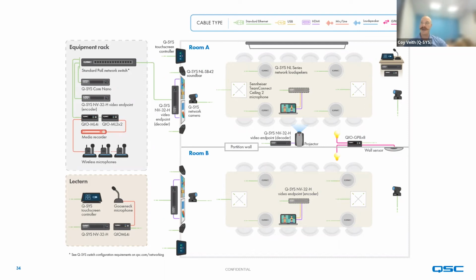But in this design, I think we landed it at 31 peripherals, all driven off that single core in the rack there. As you can see, the lectern's got a microphone on it. We've got an NV there. We've got wireless microphones. We've got lots of peripherals. So that Nano is very powerful. I've been designing with it for a while.